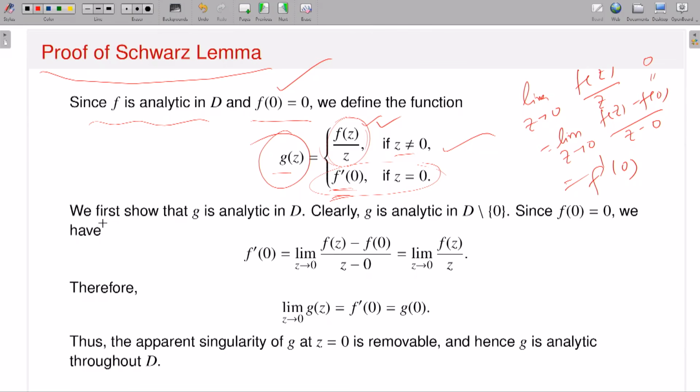So therefore, we first show that g is analytic in D. If I take out the origin from D, then there it is analytic, because it is of the form f(z) by z, and it is the quotient of two analytic functions, so it is perfectly alright. But the only problem will be at the point 0.